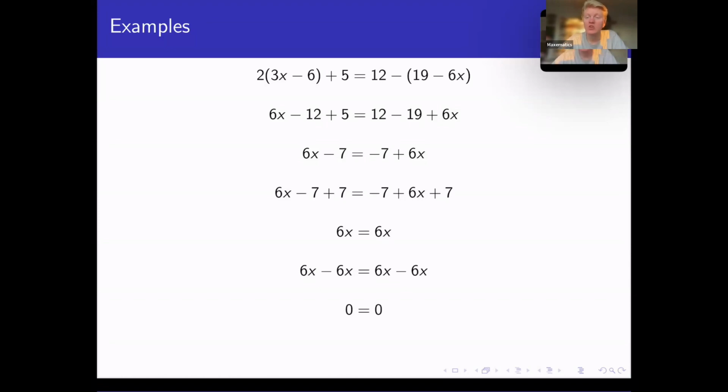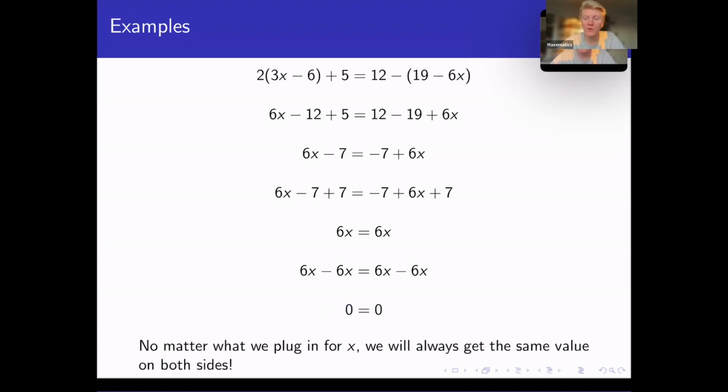So your indicator that your equation is an identity is that after simplification, you end up with a statement that is always true. 0 equals 0 is always true. There is never a time that 0 doesn't equal 0. So what we got is something that says no matter what we plug in for x, we will always get the same value on both sides. Don't believe me? Plug in anything you want.